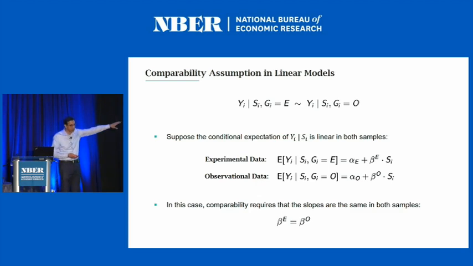You're going to be able to estimate beta O, and then you're going to take that over to the experimental sample to do an extrapolation. Obviously, you need that those slopes are the same in the two samples to be able to do that extrapolation.